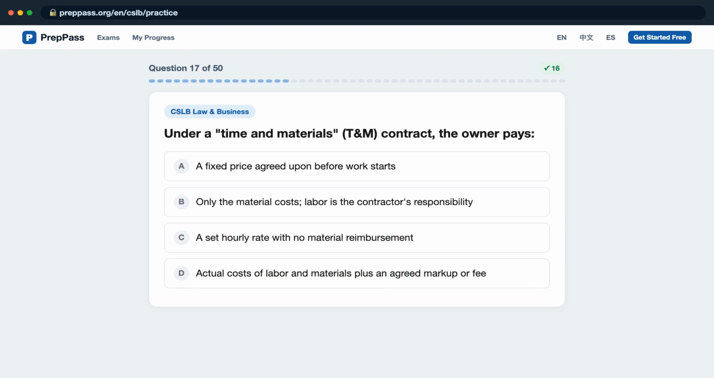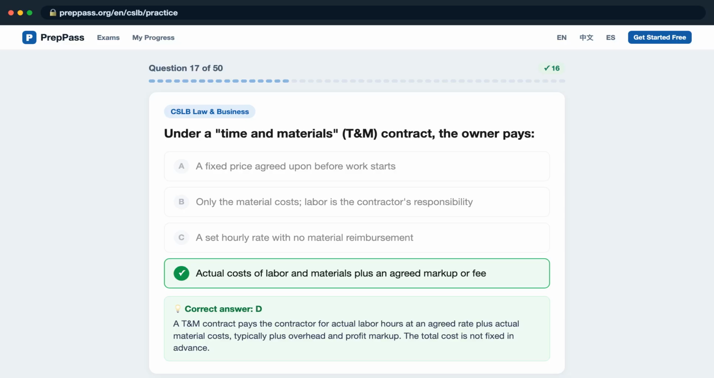Question 17. Under a time and materials (T&M) contract, the owner pays, is it A, a fixed price agreed upon before work starts? B, only the material costs, labor is the contractor's responsibility? C, a set hourly rate with no material reimbursement? D, actual costs of labor and materials plus an agreed markup or fee? The correct answer is D.